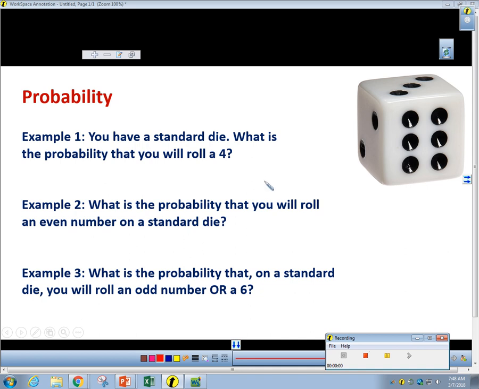Looks like we have some dice. So let's see how this works. This says we have a standard die. That means it's 6 sides, 1, 2, 3, 4, 5, 6. It's a cube. What's the probability that we will roll a 4?